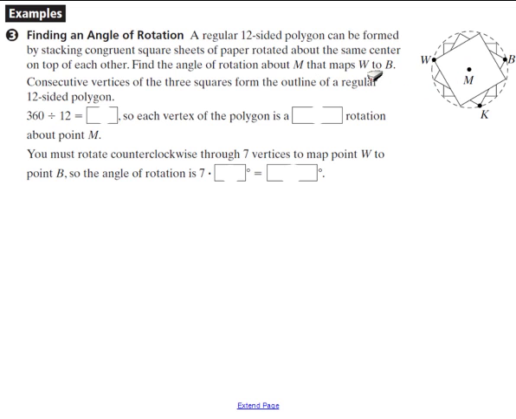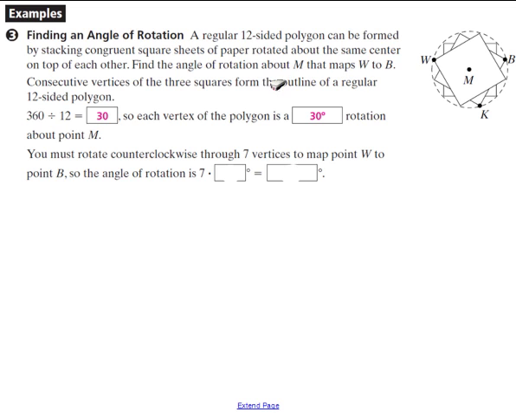So it says find the angle of rotation about M, so M is at the center, that maps W to B. Alright, that maps W to B. So now in this case, if it's 12-sided, again, if we look at 360 degrees and we divide that by 12, we get 30 degrees for each angle. So each vertex is going to be a 30-degree rotation about point M.